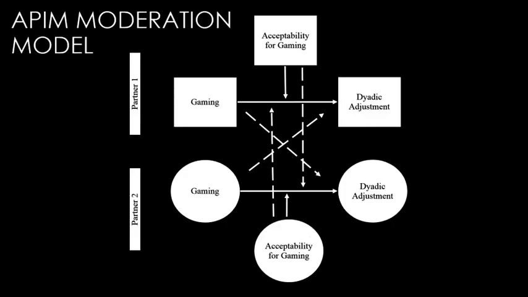And then this one here is a paper I just got published in the past couple weeks, where I again did a dyadic analysis. So I'm looking at partner 1 and partner 2, and looking at how their frequency of online gaming impacts dyadic adjustment. And dyadic adjustment is a relationship term for how happy you are in your relationship, how well you adjust to problems. And then looking at the moderating effect of acceptability for gaming. So now all of a sudden I can look at what this looks like in couples and look at this moderating factor.